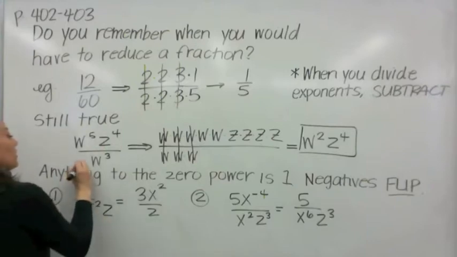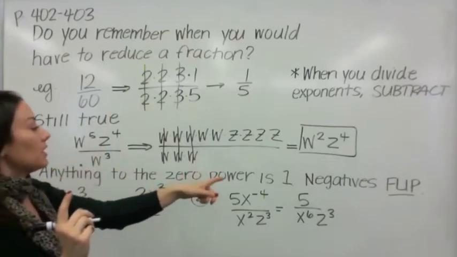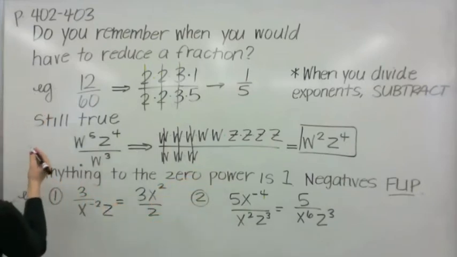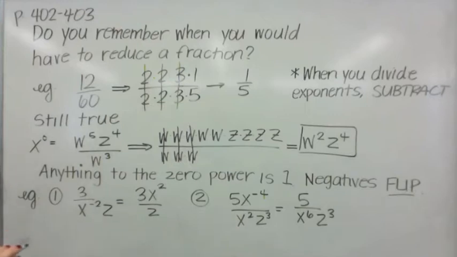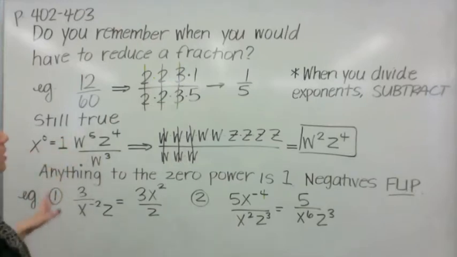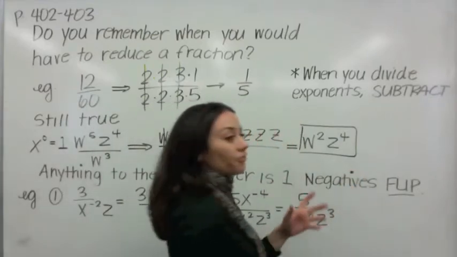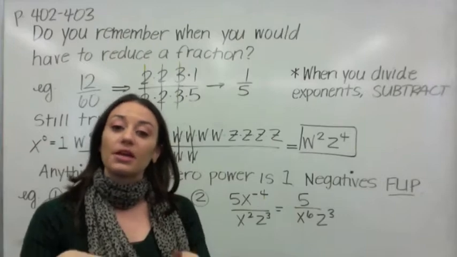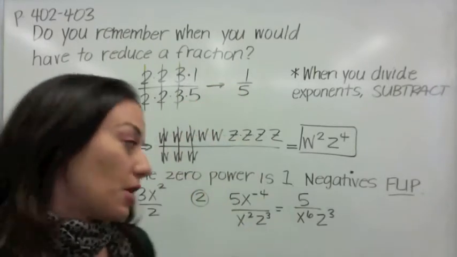Okay, let's talk about another 2 properties. Anything to the 0 power is 1. So if I say, for example, x to the 0 power, it is not 0. It is actually 1, okay? And then if you have a negative exponent, it is going to flip. So if it was in the denominator, it's going to come up to the numerator. And if it is in the numerator, it will come down to the denominator.